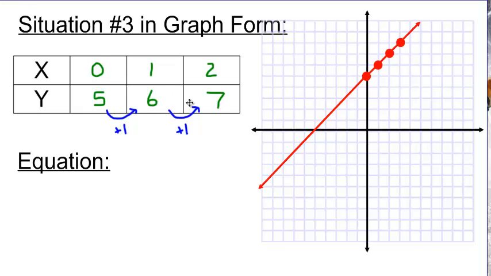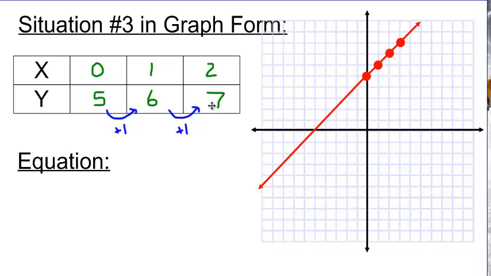So we put the points (0, 5), (1, 6), and (2, 7) into our table. And then you're looking at finding the pattern. Well, each time we go up 1 for x, we're going up 1 for y as well.